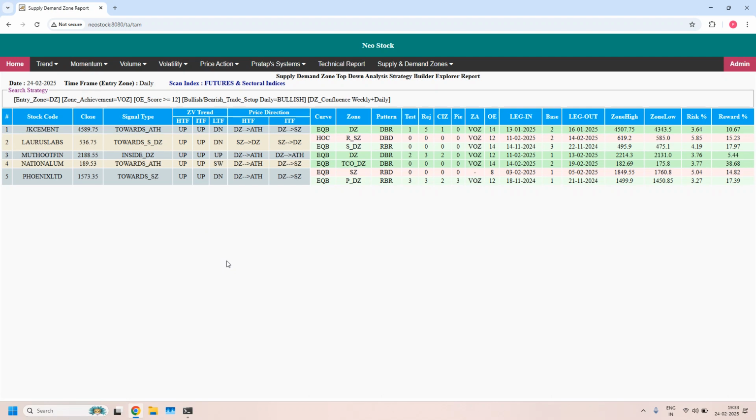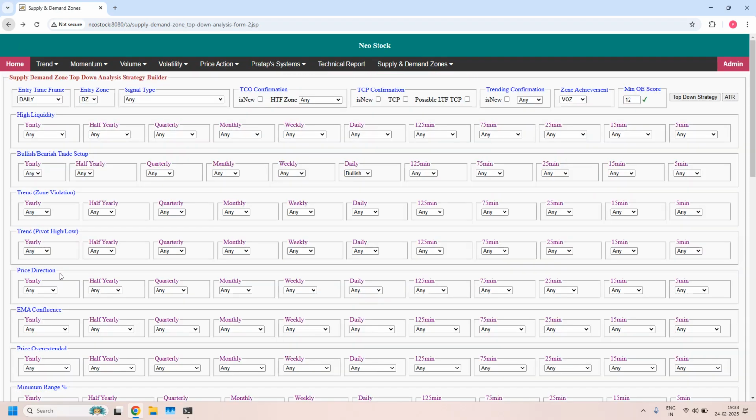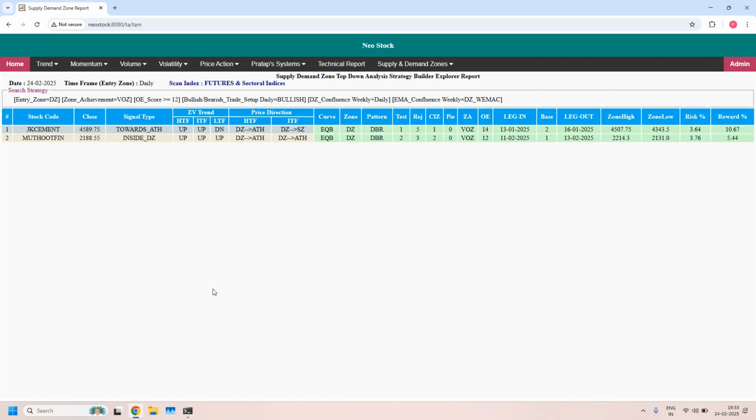So let's verify how many weekly demand zones are having weekly EMA confluence. Inside that weekly demand zone, we have these daily demand zones. So in the EMA confluence weekly time frame, I am setting the filter weekly demand zone having weekly EMA confluence. We got only 2 stocks. In these 2 stocks, these daily demand zones are overlapped with weekly demand zones, and those weekly demand zones are having weekly EMA confluence. That way we can say these two are even more high probability trade setup supported stocks.